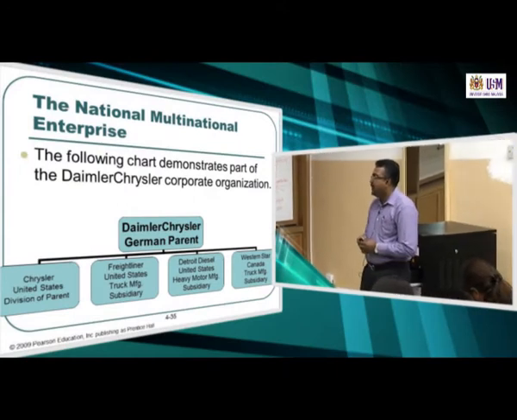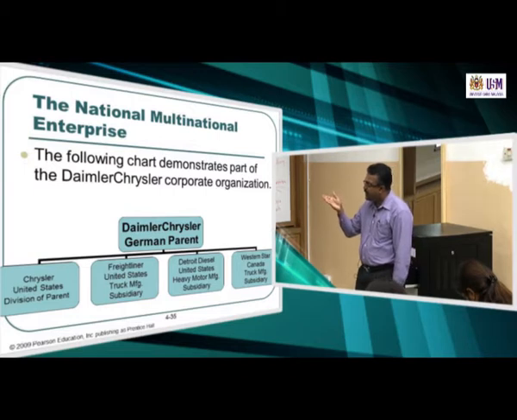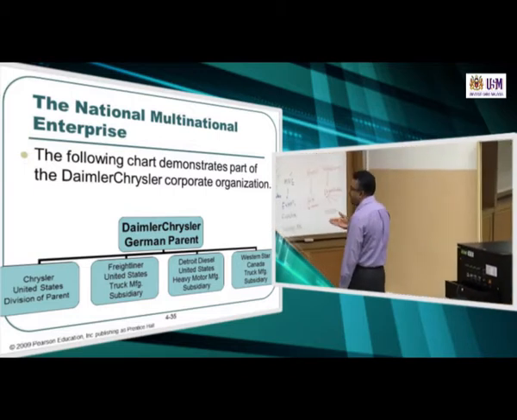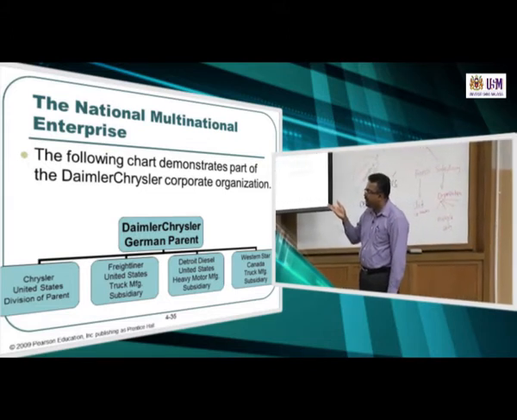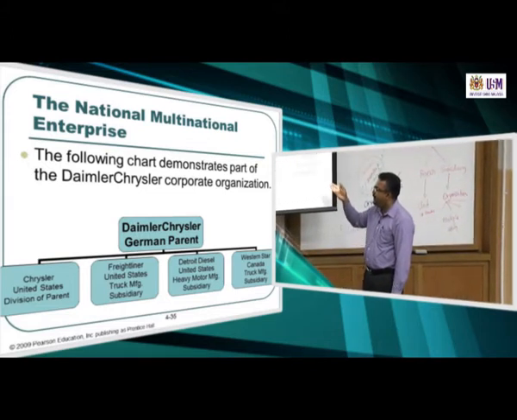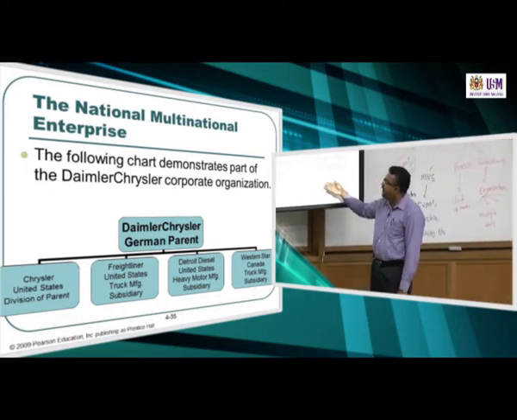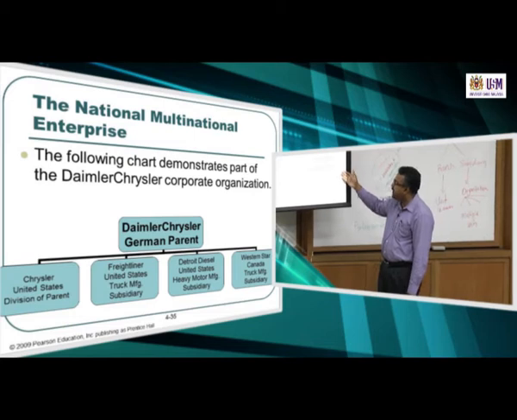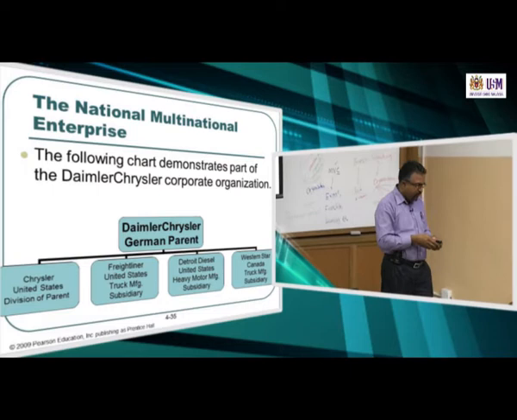Okay, this is one example of Daimler Chrysler, where they have a Chrysler United States division of the parent, and they have a Freightliner US truck manufacturing subsidiary. They have a Detroit Diesel heavy motor manufacturing subsidiary, and they have a Western Star Canada truck manufacturing subsidiary. It's Daimler Chrysler as an MNC.